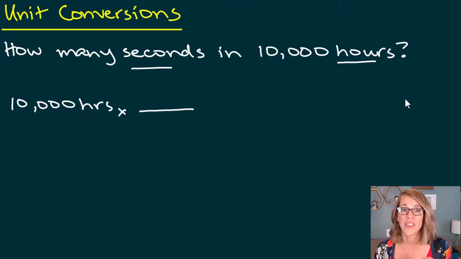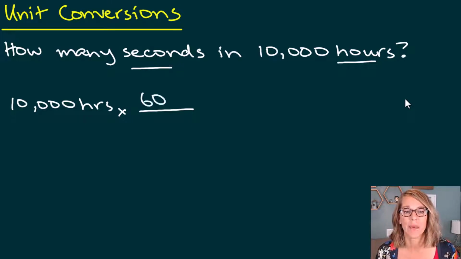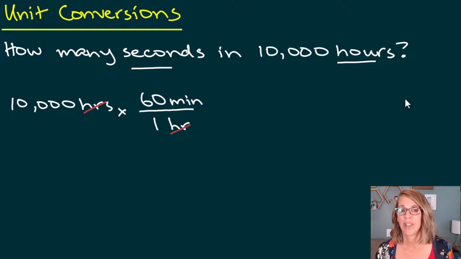So I know that there are 60 minutes in 1 hour. So I can put the 60 minutes on top because I want to cancel hours. So I'm going to put the hours in the denominator. So 60 minutes in 1 hour. And look what's happening already. I'm canceling the hours.